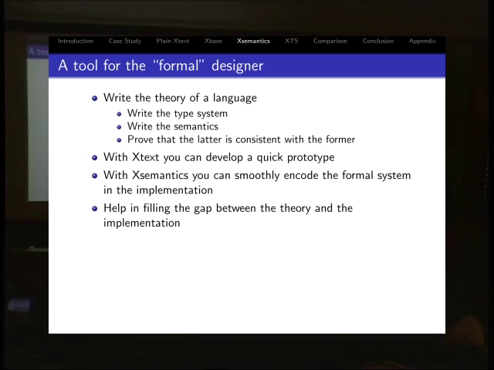type error. But once you've done the theory, you would also like to have a quick prototype implementation. We are using Xtext to have a quick prototype implementation of our language, and we also use Xsemantics because it allows us to quickly translate into an actual program the type system rules and the operational semantics rules that we wrote in our formal system. Xsemantics is not a proof assistant, but it can help you in proving that the semantics is consistent with the type system.